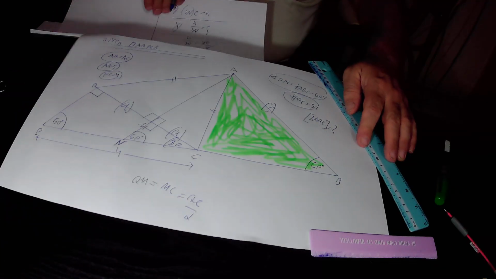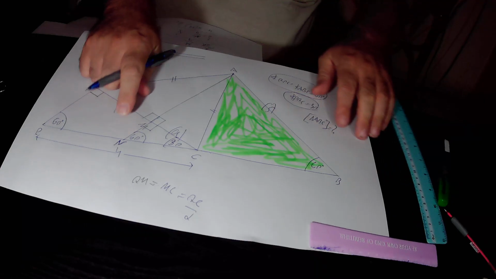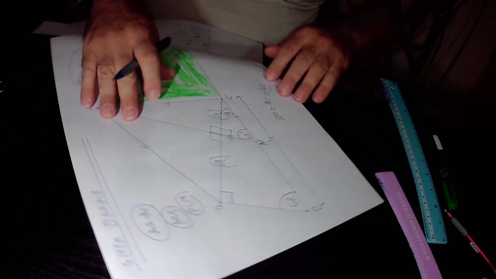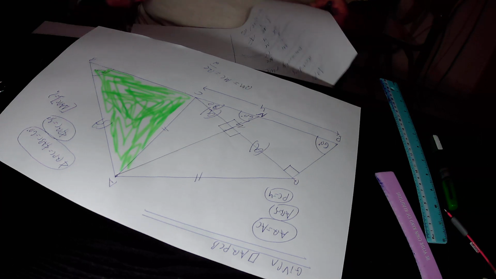So this is side NC, that is equal to 2 units in its length. So write it down. NC equals 2 units in its length.